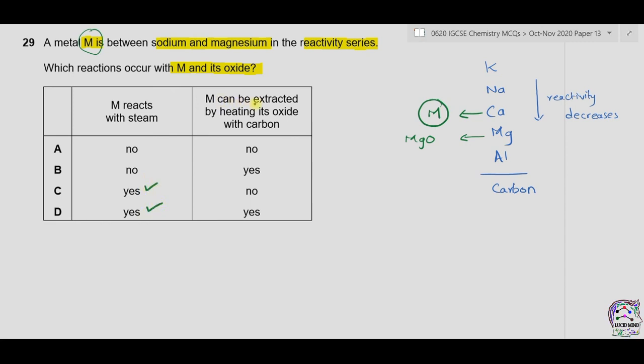Second is that M can be extracted by heating its oxide with carbon. As we know that carbon is less reactive than these elements, carbon cannot reduce metal M. So the reaction will not occur. The answer is therefore C.